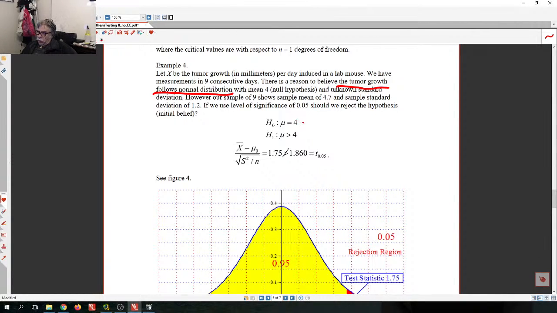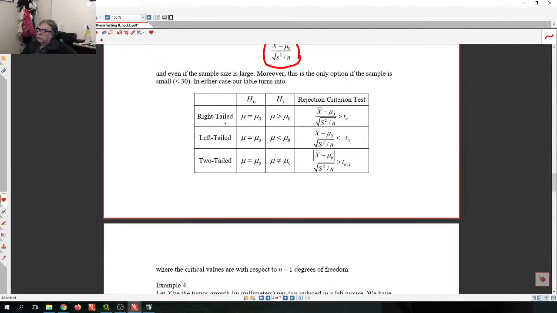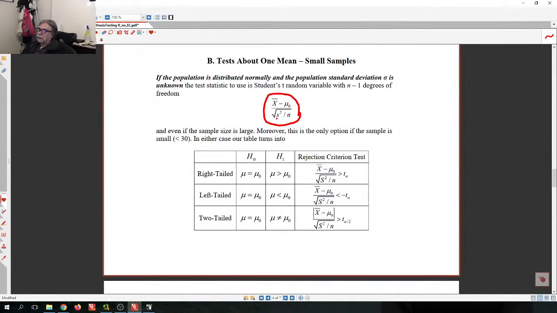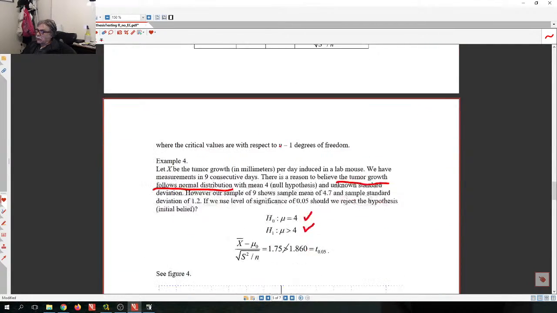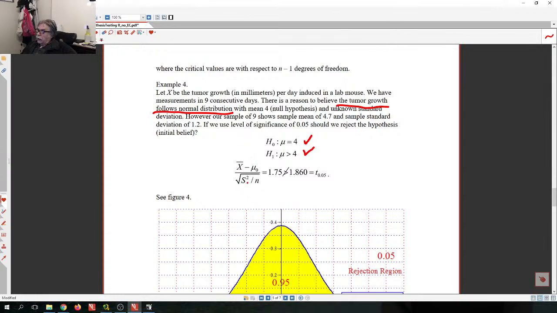So what do we assume as a null hypothesis? We assume as a null hypothesis that the tumor growth was as claimed before. Somebody claimed it's 4 millimeters per day. Now we have more in our lab. So the alternative hypothesis is that it's more than 4 millimeters per day, because in our sample it's 4.7. Now you have the test statistic that we have mentioned before, the same test statistic we have from the get-go. The only difference is that we are replacing sigma with S, the sample standard deviation. So you're going to calculate that.